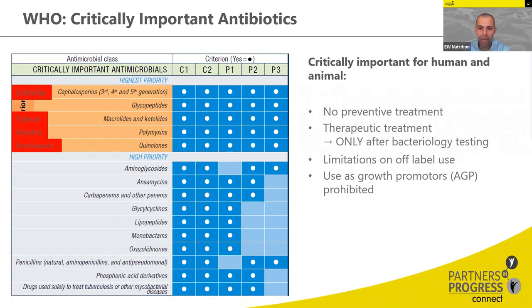Now, what rules apply for human medicine and for animal production? The exact same rules apply, and the consequence of products being on this list means that they should not be used as a preventive treatment applied by feed or drinking water in animals that do not show any symptoms. As a therapeutic antibiotic, they should only be used after bacteriology testing and preferably susceptibility testing. Now, there are limitations with regards to off-label use. Off-label use should only be allowed for situations where no other alternative is available, and a ban on use of any antimicrobials as growth promoter is also promoted by WHO.